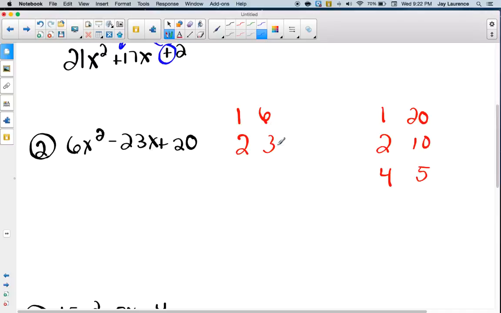I need 23. So 10 and 12 isn't going to work. Let me see. I know I'm not going to do 6 times 20 because that's 120. That's way too big.